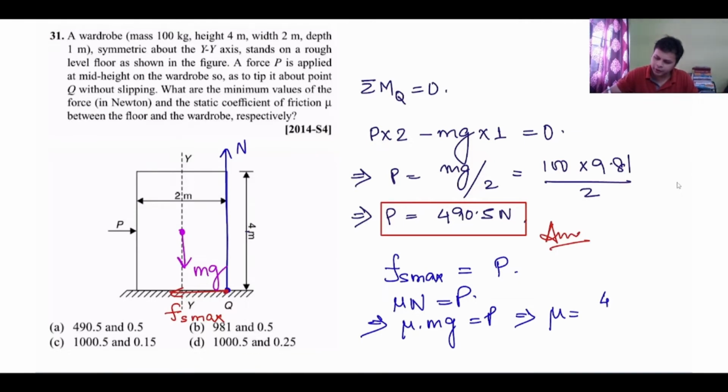So what it implies is mu is equal to P divided by mg. P is 490.5, mg is 981. So what is the value of mu? Mu is equal to 0.5.